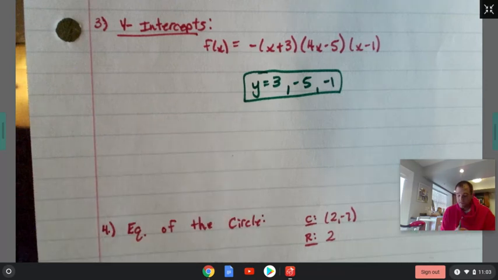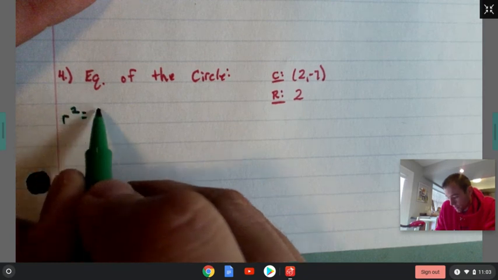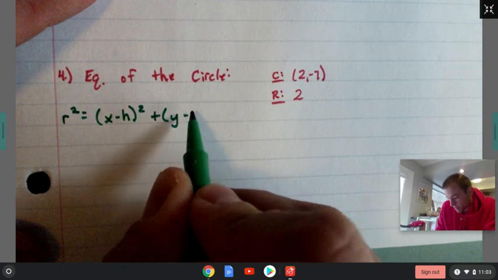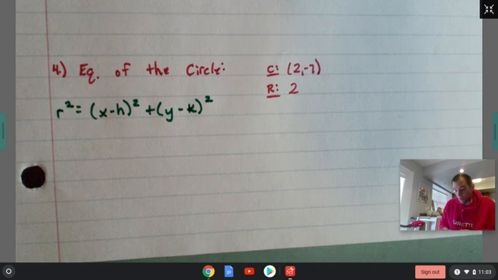Number 4 is equation of a circle. To find the equation of a circle, you have to know what the equation of a circle is: r squared equals (x minus h) squared plus (y minus k) squared. That's the equation of a circle, and all we have to do is pick out what these things are. They already gave us the info.